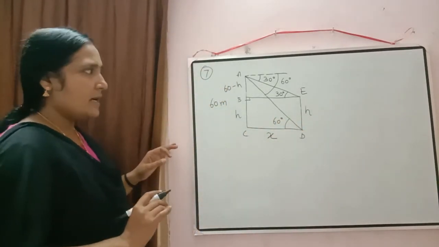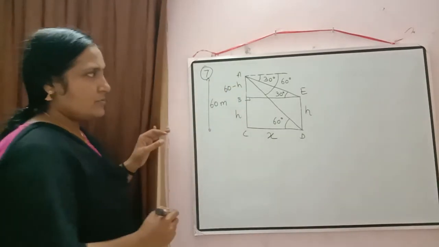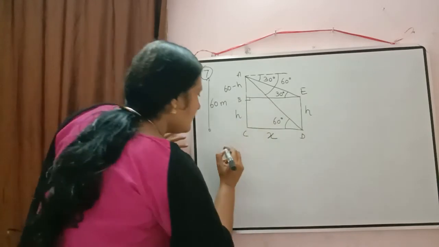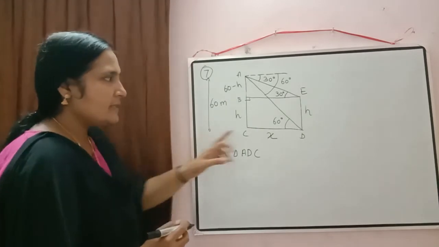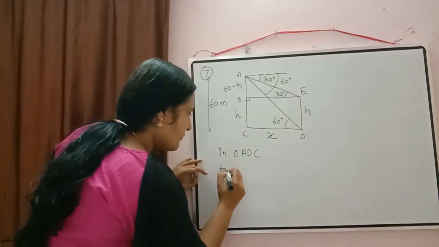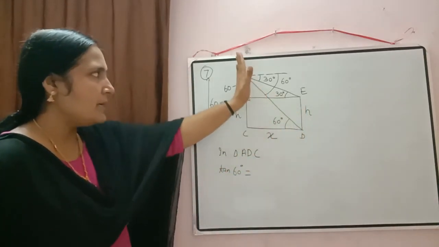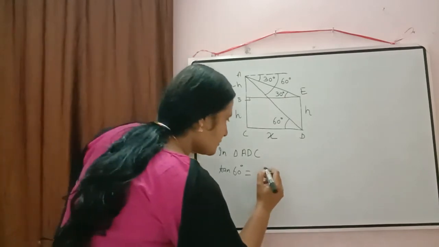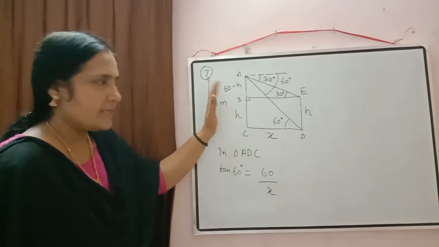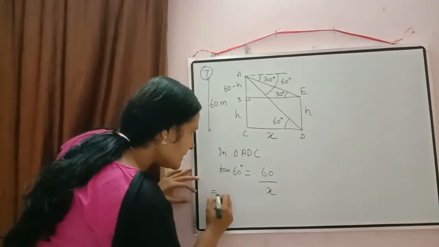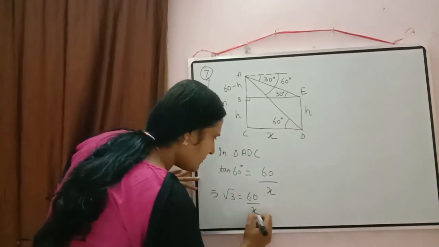Now we are going to use the concept there. The total height of the tower is given, 60 meter. So now I am going to take first this triangle. In triangle ADC, what will come? This angle is 60 degree. Then we will get here tan 60 degree is equal to, what is the height of the building given? 60 meter. So 60 by X. The height of the tower is 60. So 60 by X. How much is tan 60 degree? Root 3.